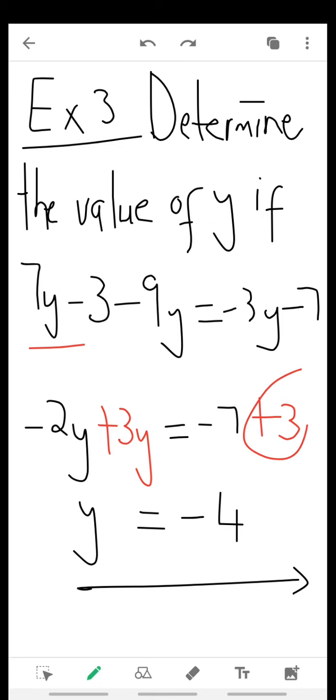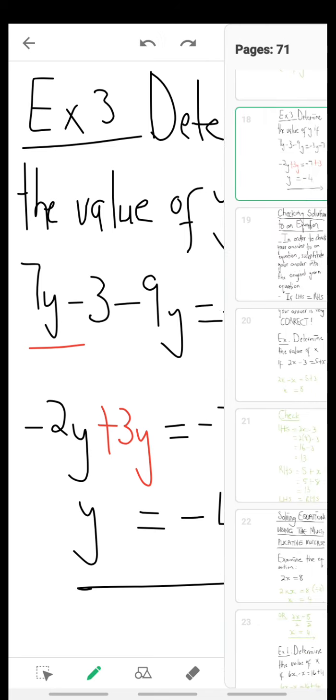Okay, there we have it there. Then what is minus 2y plus 3y? It is the same as 3y minus 2y, which is 1y, but we normally don't show the 1. And then what is minus 7 plus 3? The answer would be a minus 4. So your value of y would be y equals minus 4.